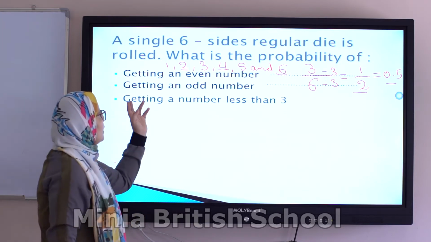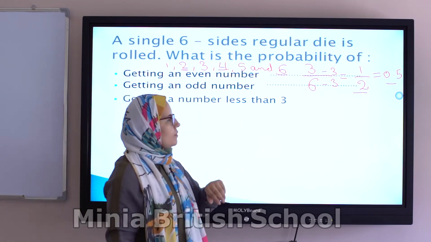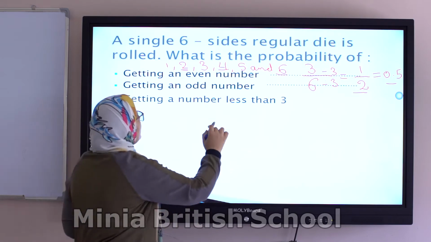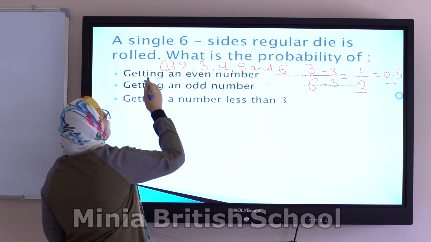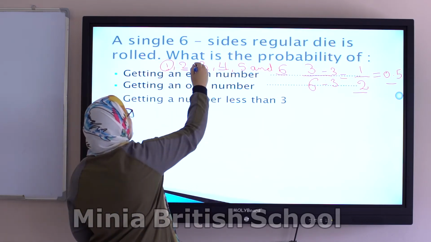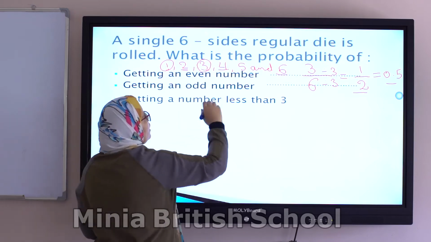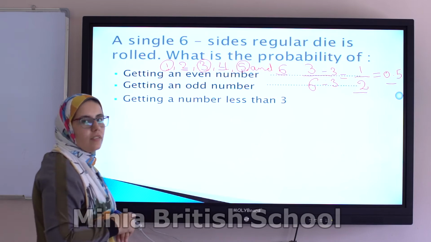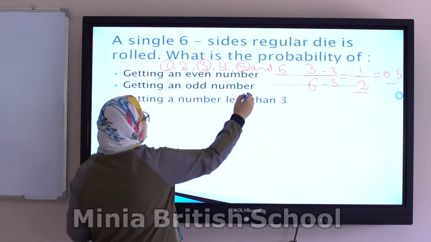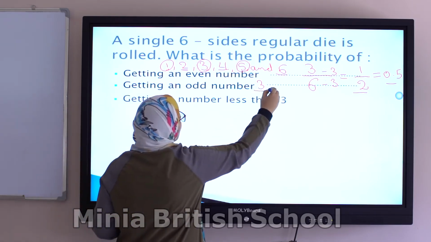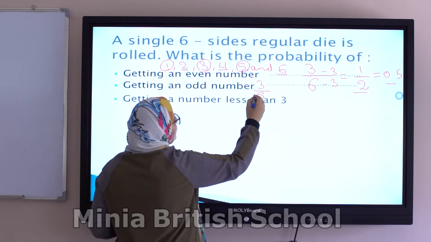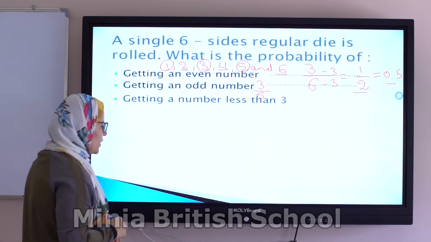Here, getting an odd number. Odd number, I will answer it here. Odd number, where is the odd number? 1 is odd number. What else? 3 odd number. What else? 5 odd number. So we have how many odd number? Yes, extra 3. So it will be 3 over what? The all possibles here are what? 6. So it will be 3 over 6. 3 over 6 equal what?